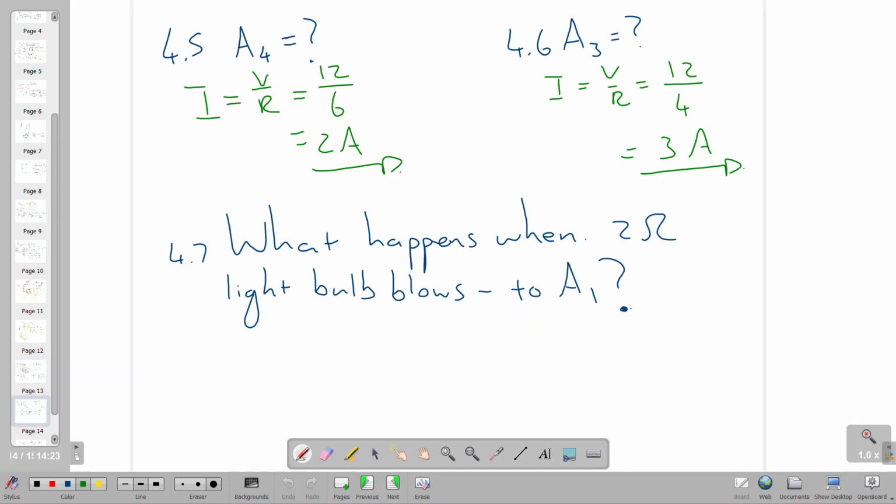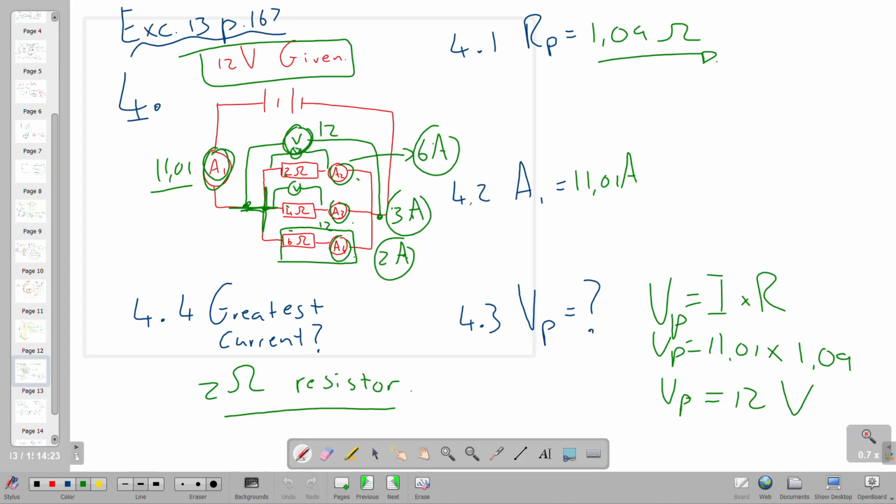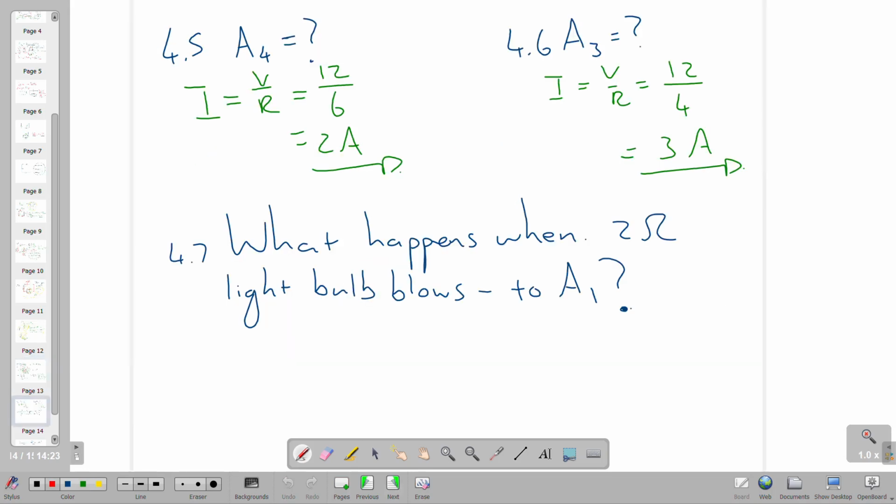Okay. Now they ask us what happens when the 2 ohm light bulb blows out. What happens to the main current, to A1? Well, if my light bulb over here blew out, what would happen to the current? It will in fact decrease. Right? Why will it decrease? Well, let's just take a look what will happen to RP. RP is 1 over 4 then, plus 1 over 6, right? Previously it was 1 over 2 plus 1 over 4 plus 1 over 6.